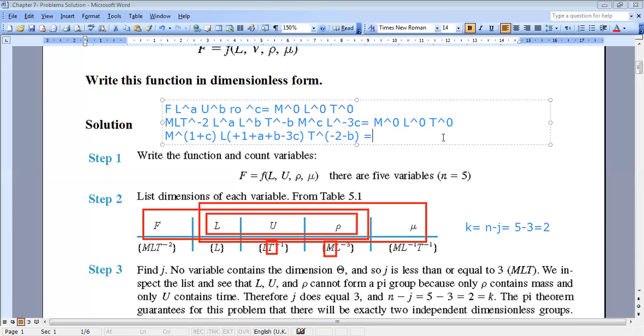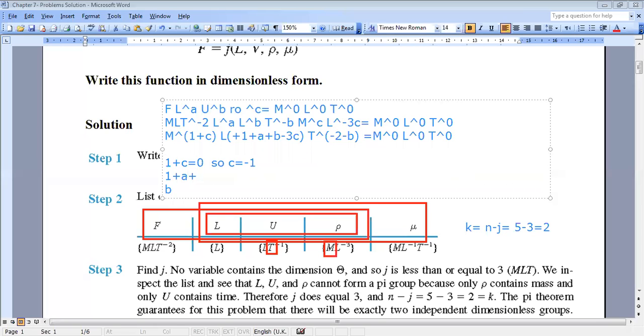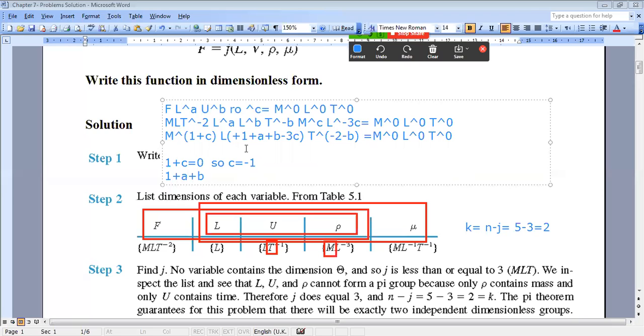So now, all I have to do is to write my three equations. First, the coefficient of m should be equal from the two sides. So 1 plus c should be equal to 0. This is my first equation, which gives c equal to minus 1. Then the second equation is for the coefficient of l. I have 1 plus a plus b minus 3c should be equal to 0.